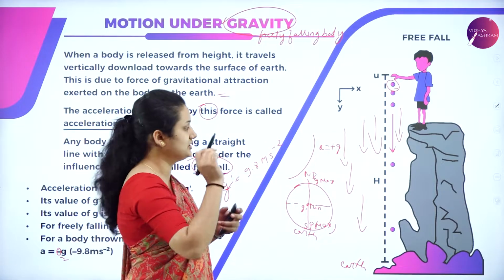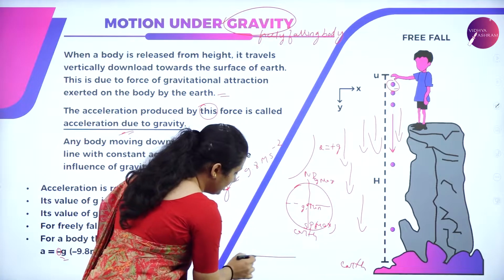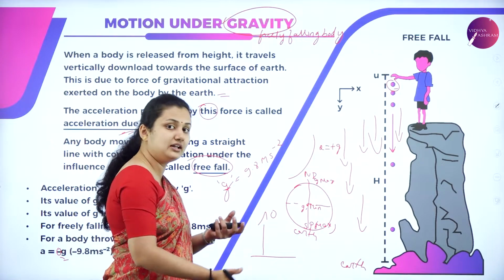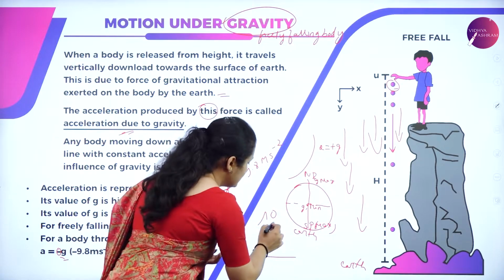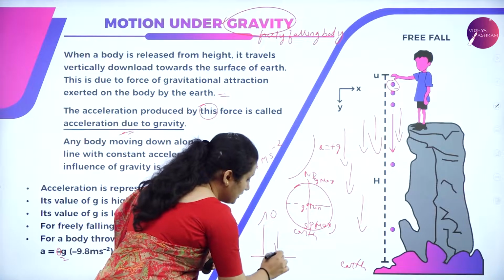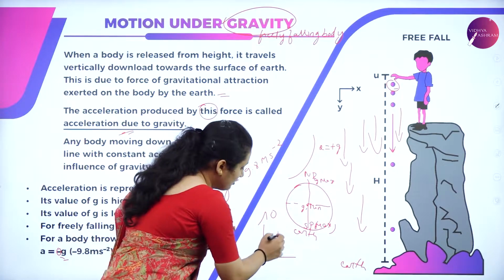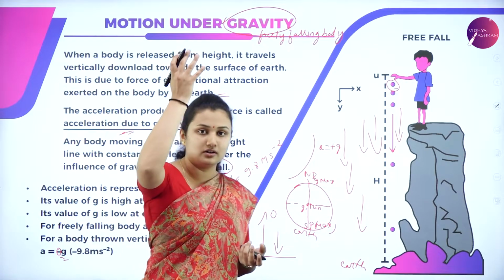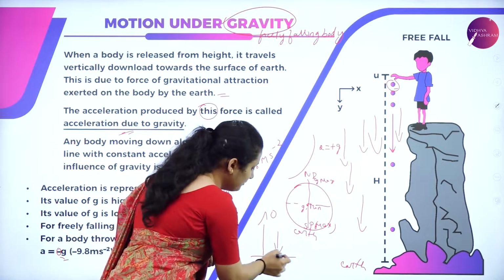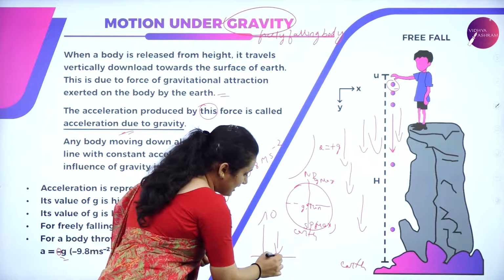You have a positive sign. Instead of dropping down, if this is the earth and you throw the ball vertically up, that means the ball is moving in this direction, but gravity is acting towards earth. Earth's gravity is trying to pull the ball. If you throw the ball to a certain height, it will again come back to earth. That is because of the influence of earth's gravitation. So gravity is acting downward.